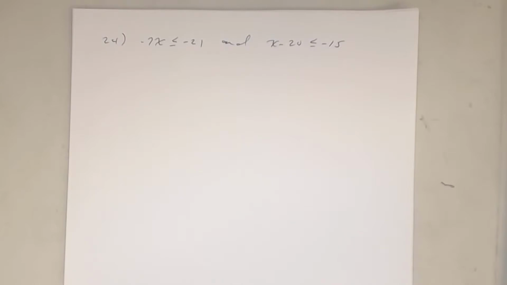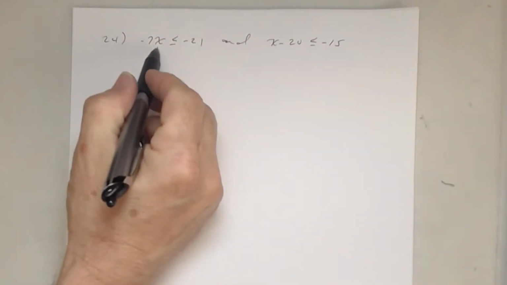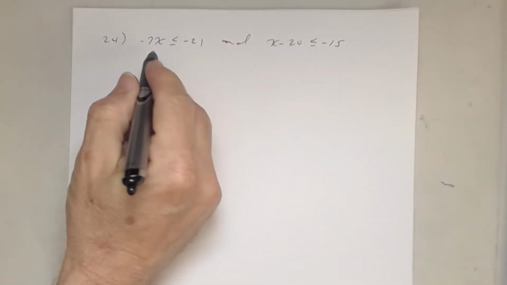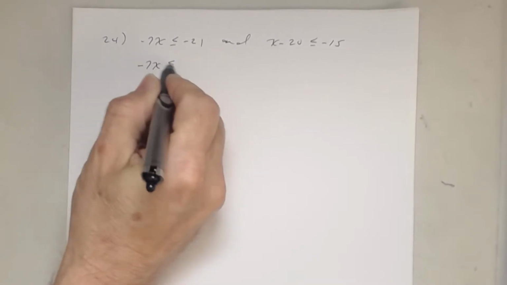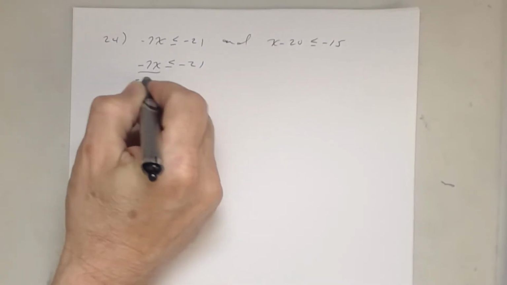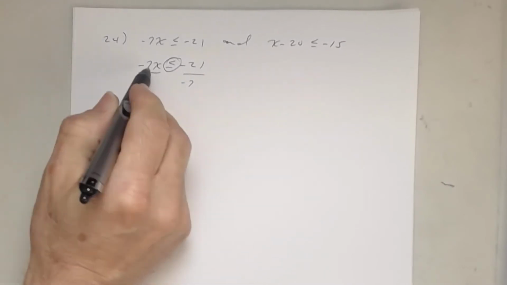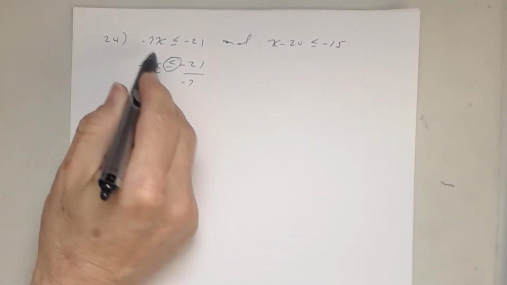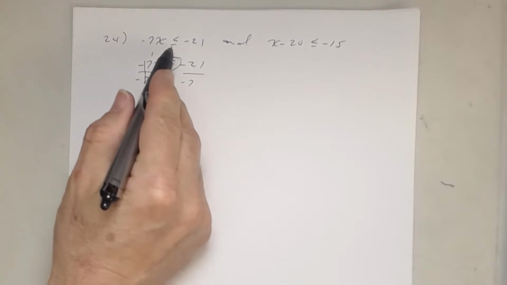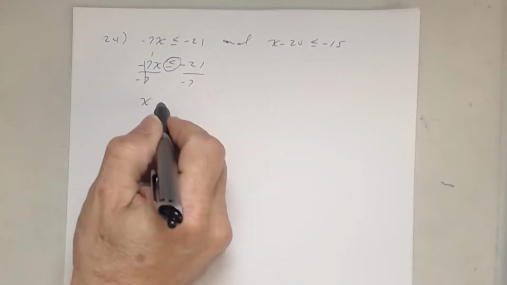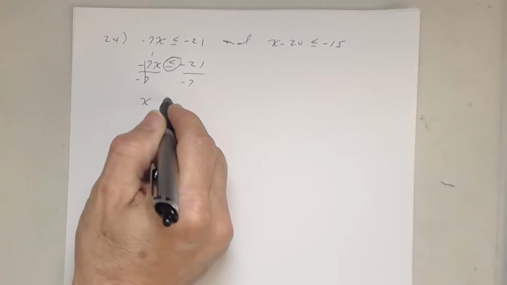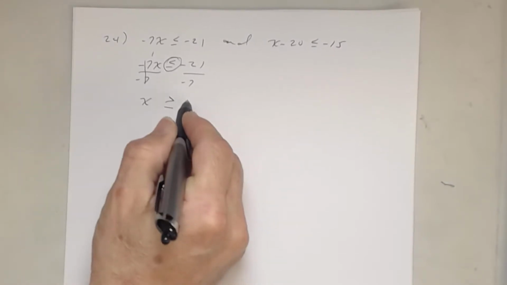All right. So let's look at the first one. Divide both sides by negative 7. Now remember, when you divide by a negative number, you've got to reverse the inequality. So negative 7 divided by negative 7 is 1. So the solution to that first inequality will be any number that is what? Greater than or equal to positive 3.